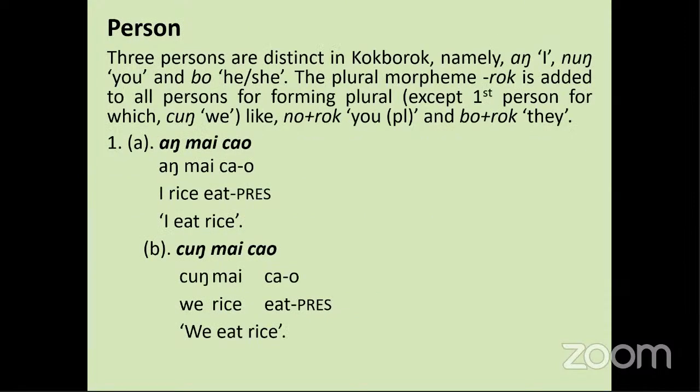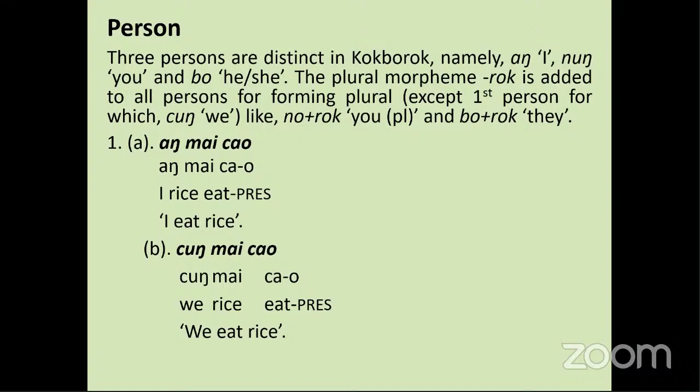We'll see person here. Three persons are distinct in Kokborok, namely ang, nung, bo: first person, second person, and third person respectively. For forming plural, all persons except first person take the plural morpheme rok. For the first person, there is a lexical item called chung. And for the second person, it is formed with the morpheme rok, that is nung plus rok, norok, you plural. And for the third person, bo plus rok, borok, they.